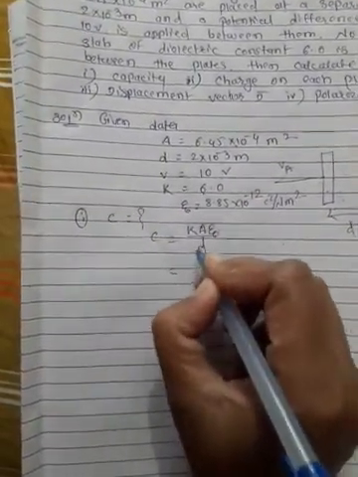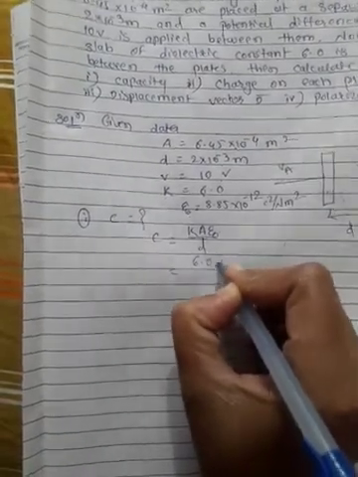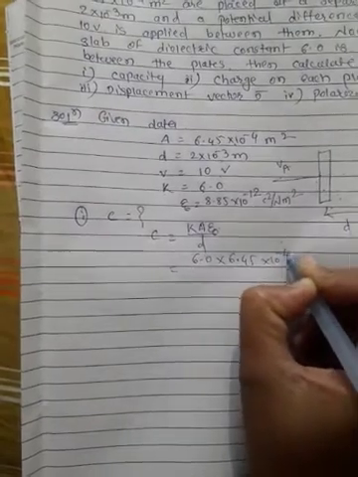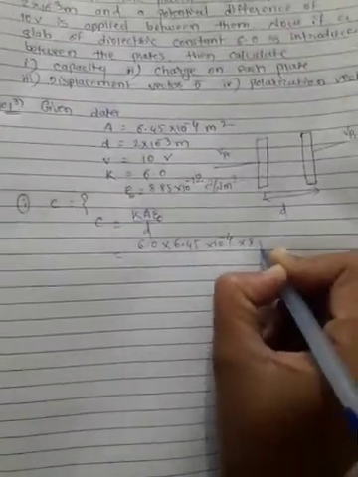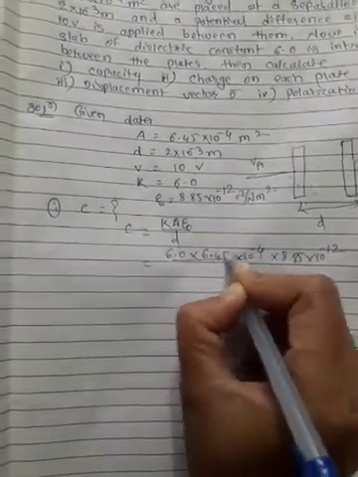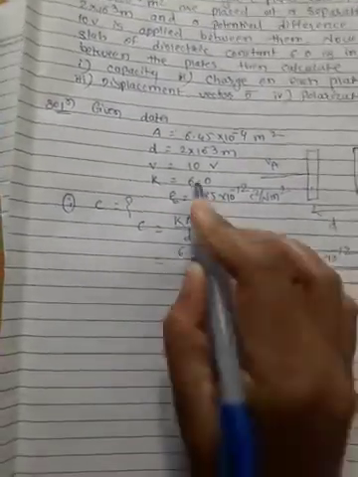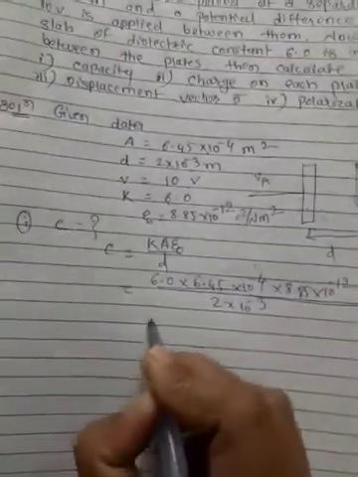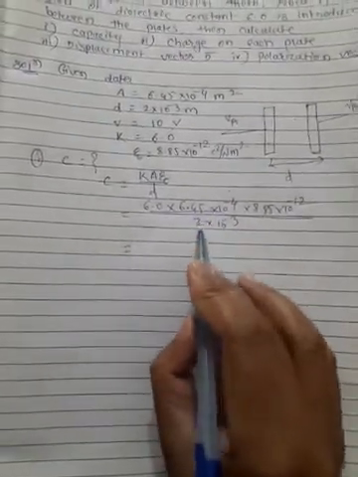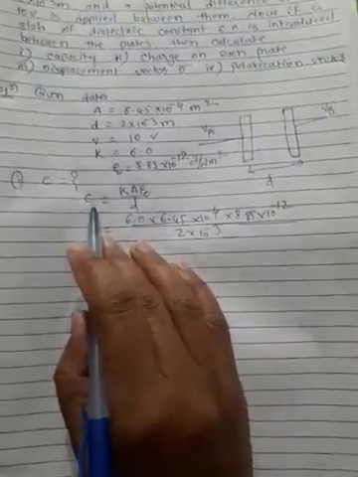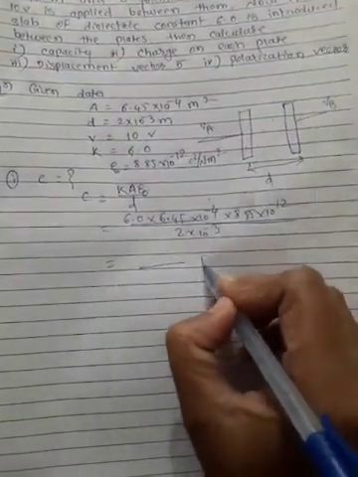We get K is 6.0, A is 6.45 into 10 to the power minus 4, into 8.85 into 10 to the power minus 12 upon D. D is the distance between the plates, which is equal to 2 into 10 to the power minus 3. Using a calculator, we will get the capacity, and the unit of capacity is the farad.